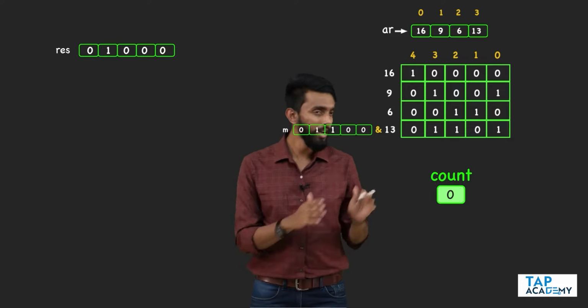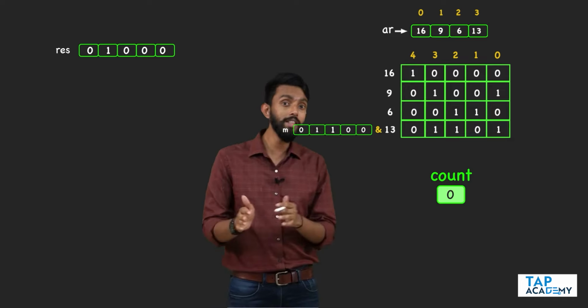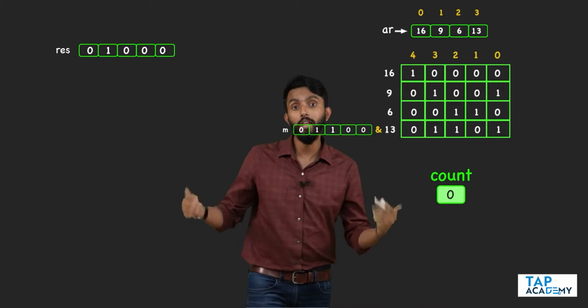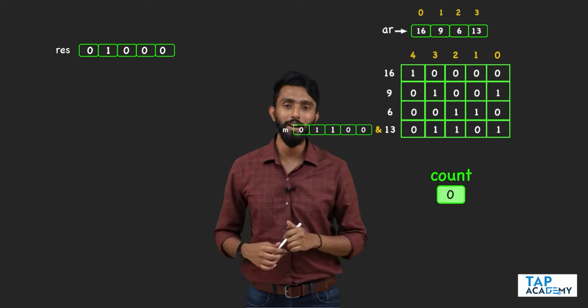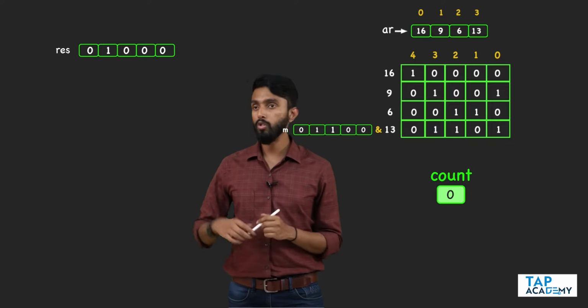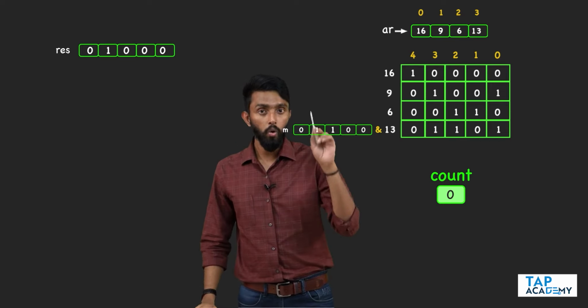Don't do anything. So when count is less than 2, we must not do anything. If it is greater than or equal to 2 only, we must do something. I hope you're able to think. Great, beautiful. So now I can see that my result is taking shape. It is 0, 1, 0.